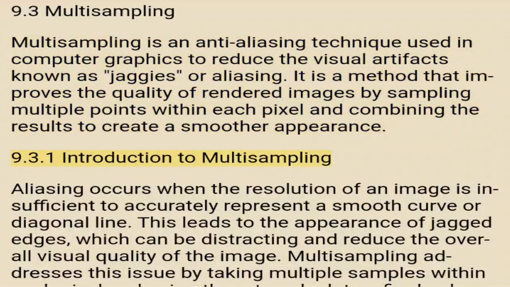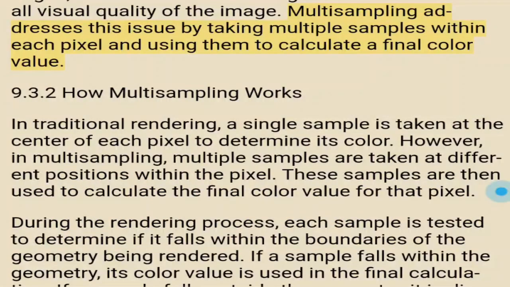9.3.1 Introduction to multisampling. Aliasing occurs when the resolution of an image is insufficient to accurately represent a smooth curve or diagonal line. This leads to the appearance of jagged edges, which can be distracting and reduce the overall visual quality of the image. Multisampling addresses this issue by taking multiple samples within each pixel and using them to calculate a final color value. 9.3.2 How multisampling works.